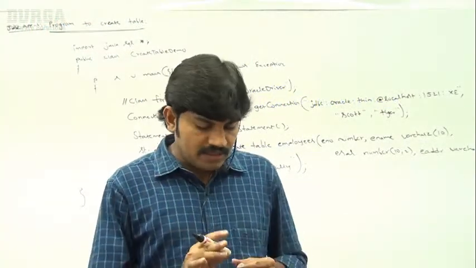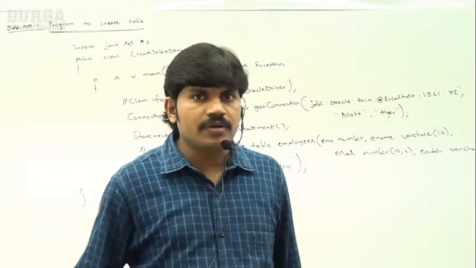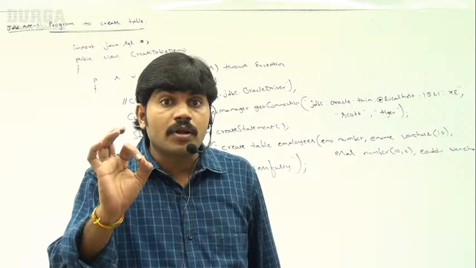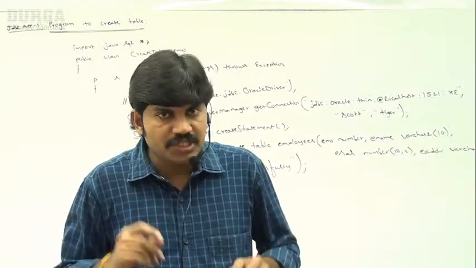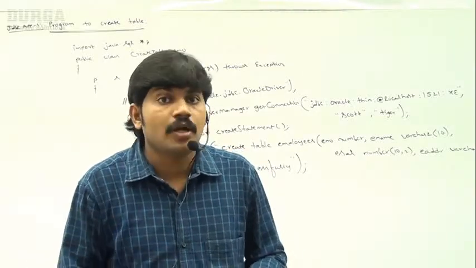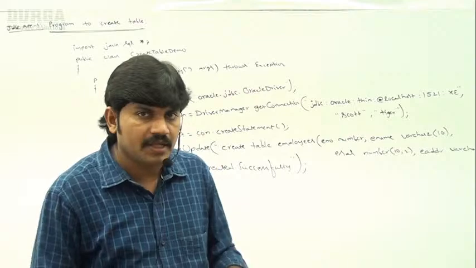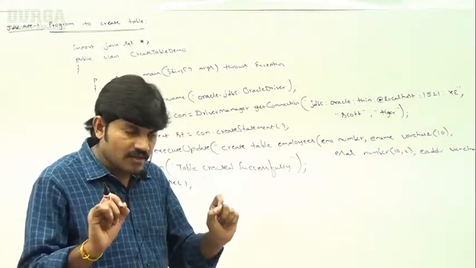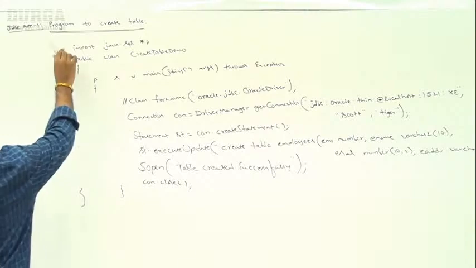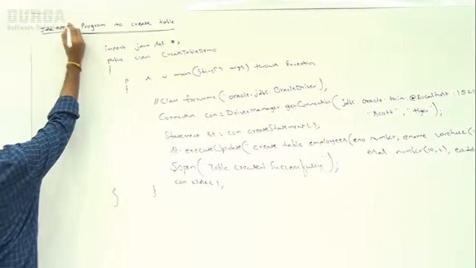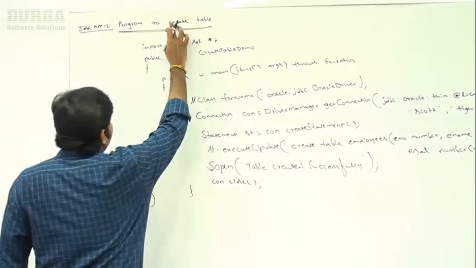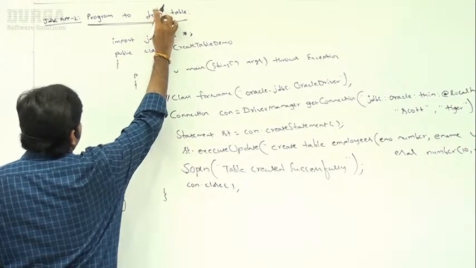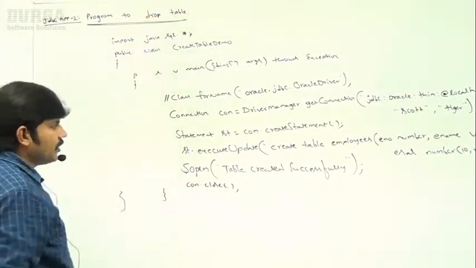Now, in the last video, we covered how to create a table. Now I will explain how to drop a table from JDBC or from a Java application, how I can drop a table in Oracle. I will use the same previous program for that. This is the JDBC application program, not to create, sir, but to drop a table. Drop means delete.